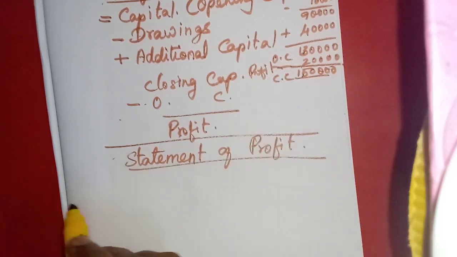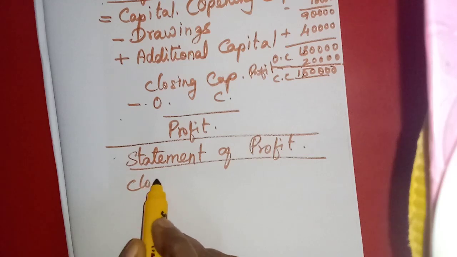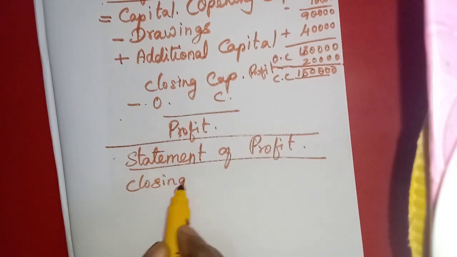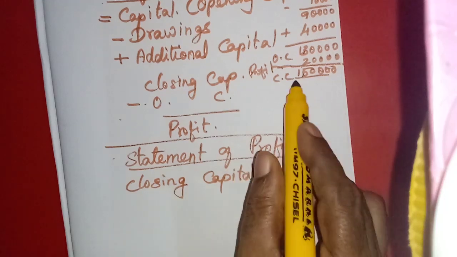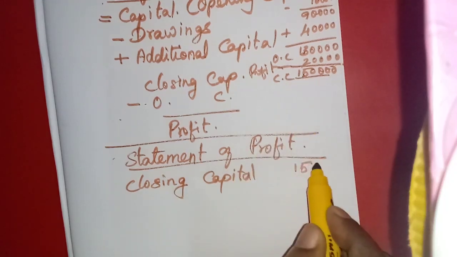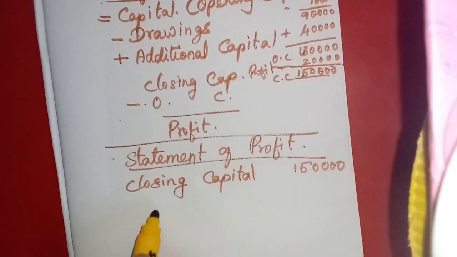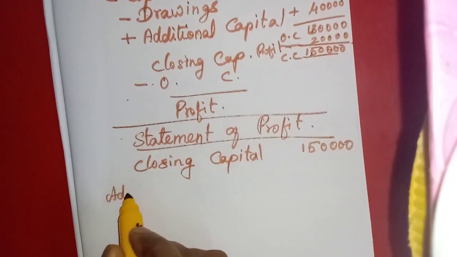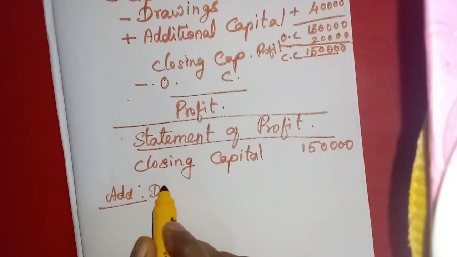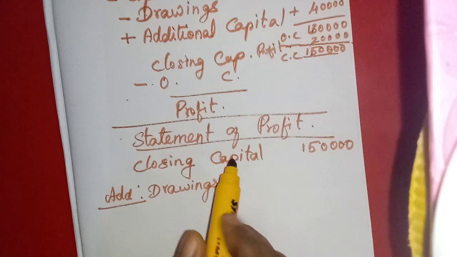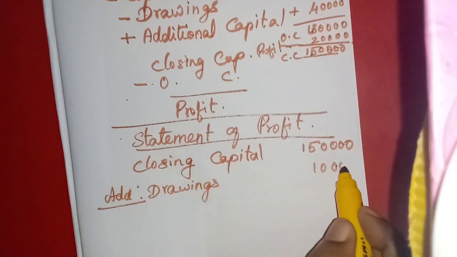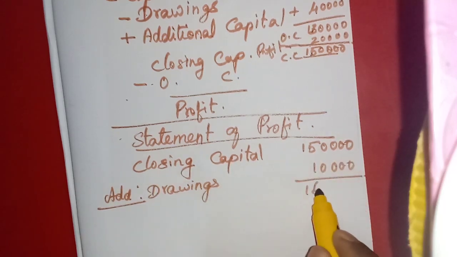Okay, statement of profit. First one, closing capital. Here, closing capital, how much? 1,50,000. Okay, add drawings. How much is the drawings? 10,000. Sorry, add drawings, 1,60,000.